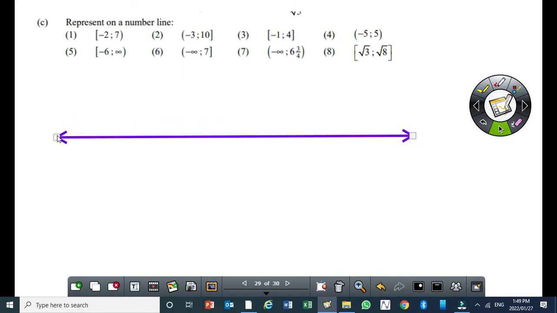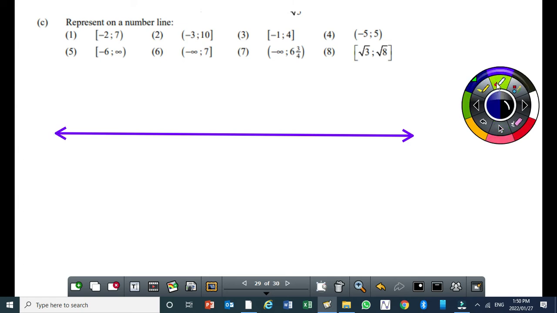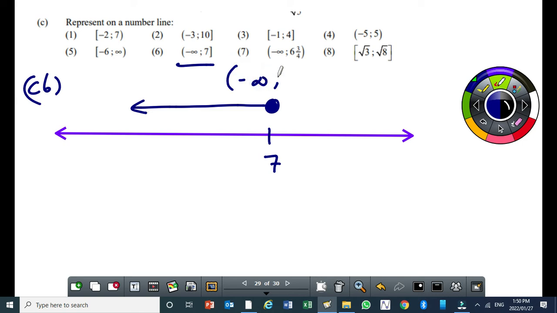Right, the next question is what? What's the next question? C6. So we have got C6, this one here. So x lies between minus infinity and positive 7 inclusive. And all we have to do here is just identify where 7 is. Then we draw a circle, then we shade it, and it must point to the left because our interval is minus infinity up to 7 inclusive. Okay, that's what you got.